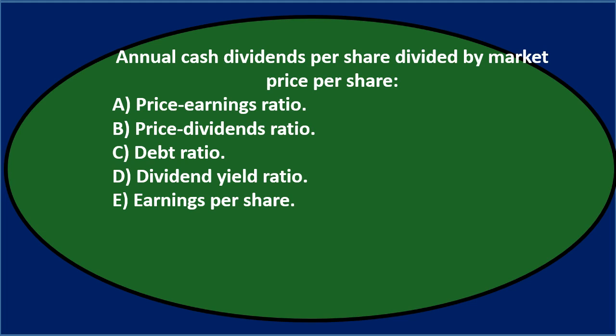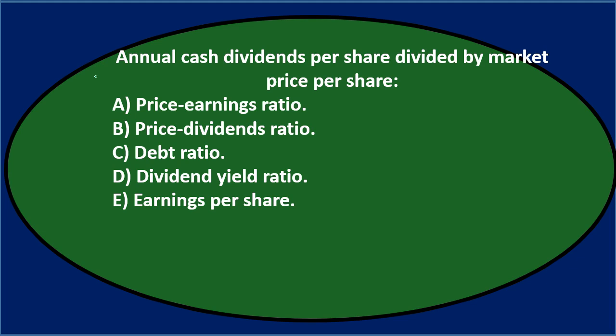First question: annual cash dividends per share divided by market price per share is either A, price earnings ratio, B, price dividends ratio, C, debt ratio, D, dividend yield ratio, or E, earnings per share. Let's go through this again using the process of elimination.